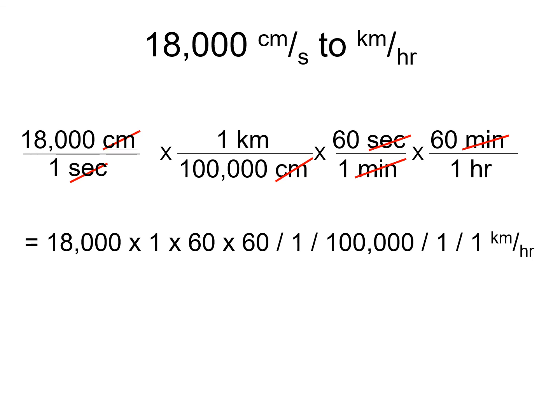18,000 times 1 times 60 times 60 divided by 1 divided by 100,000 divided by 1 divided by 1. Punch that in a calculator, we get 648 kilometers per hour. Now technically, again, since I started with 2 significant figures, 18,000 has 2 significant figures. Technically this should be 650, where we have 2 significant figures as well.